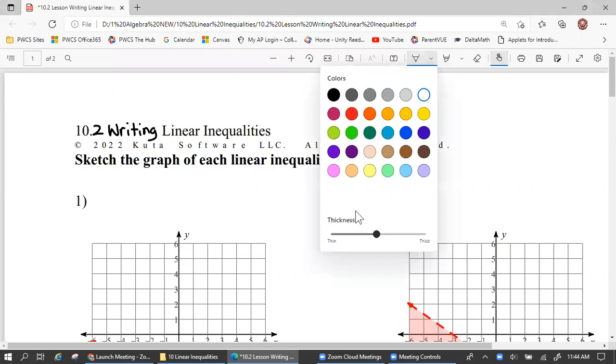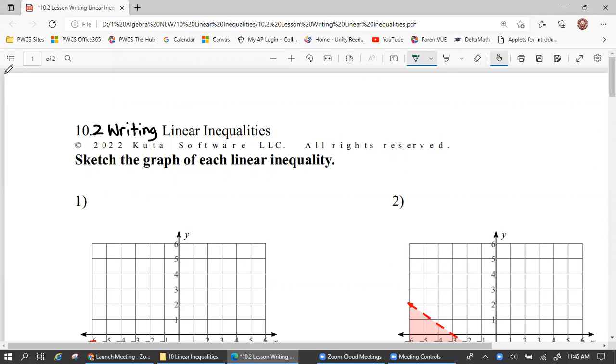Hey, all, today we are going to continue talking about inequalities. Last time we graphed inequalities. So we put our inequality into Desmos and we copy the graph on the coordinate plane. So this time we are going to be doing the opposite. We're going to be taking the graph from the coordinate plane and writing the inequality.